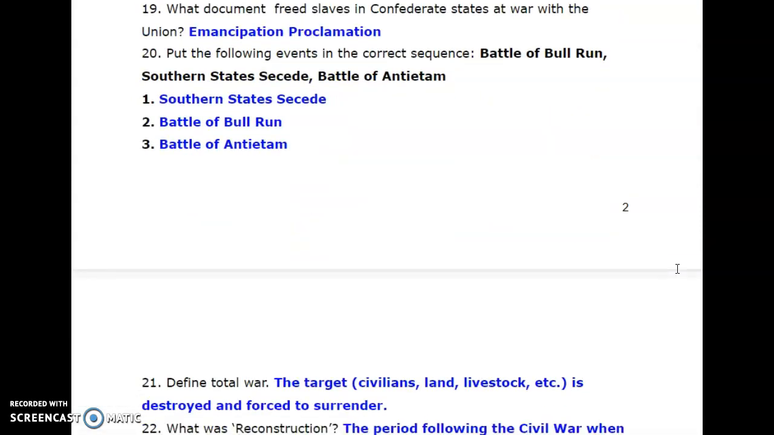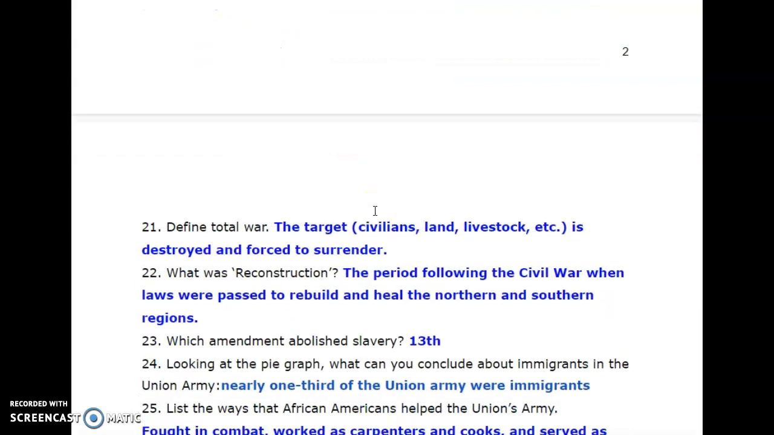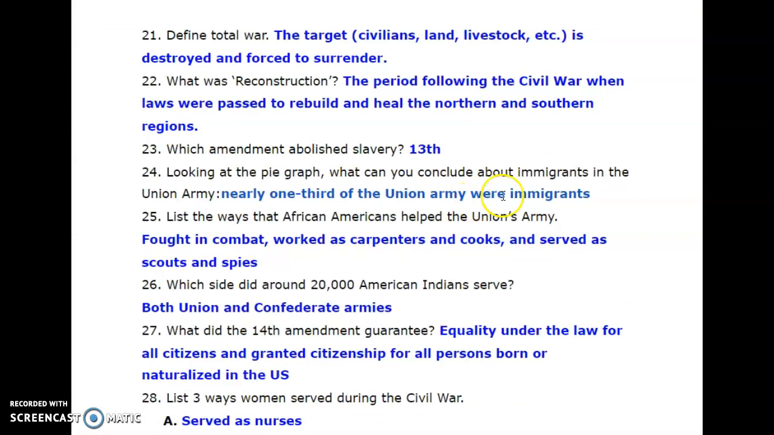Number 20, put the following events in the correct sequence: Battle of Bull Run, Southern states secede, and Battle of Antietam. So first the South secedes from the Union. Then the first major battle is Battle of Bull Run, which is followed by Antietam. Number 21, define total war. Total war is when the target, such as civilians, land, livestock, etc., is destroyed and forced to surrender. So everything is on the table. Nothing is spared. Everything is destroyed.